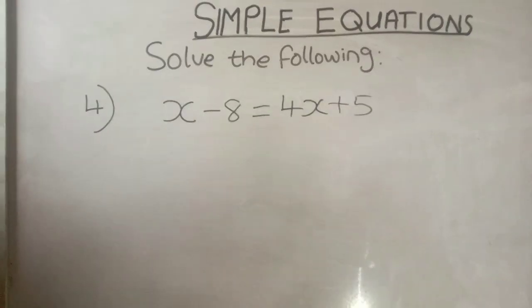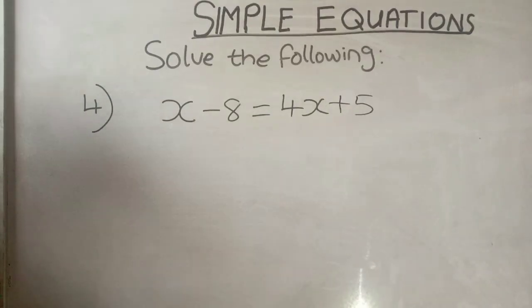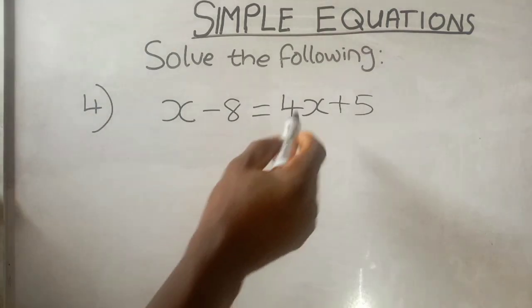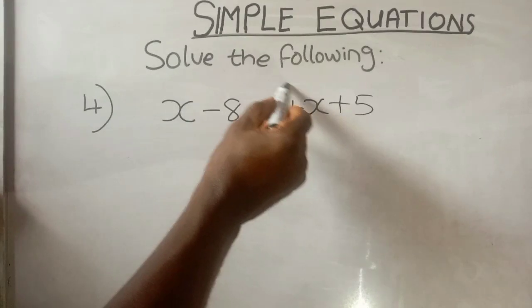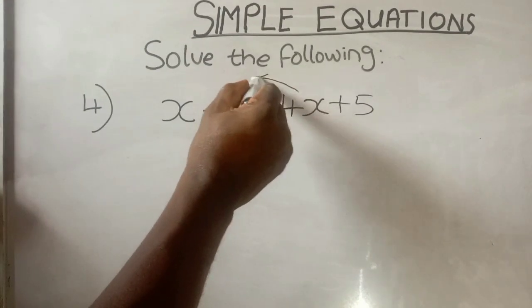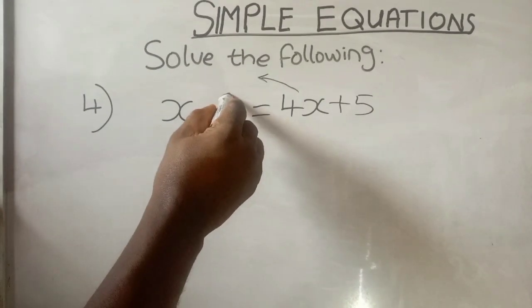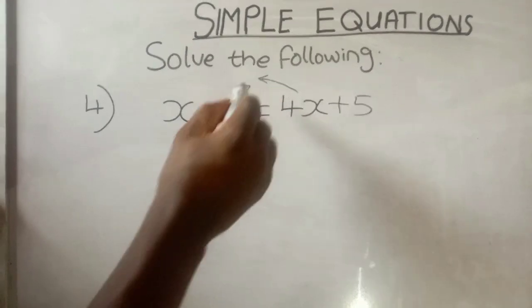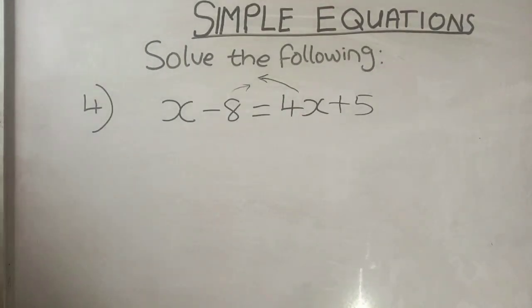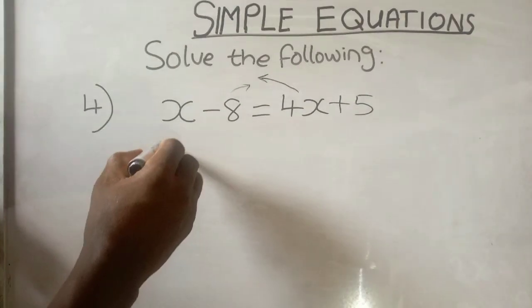So that we now collect the like terms in such a way that things which look alike will be at one side of the equality sign. So for that reason, 4x we're moving over to this side, then minus 8 we equally will be moving over to the other side, so that we'll be able to have things of the same likeness being at one side of the equality sign. So here we have x here.